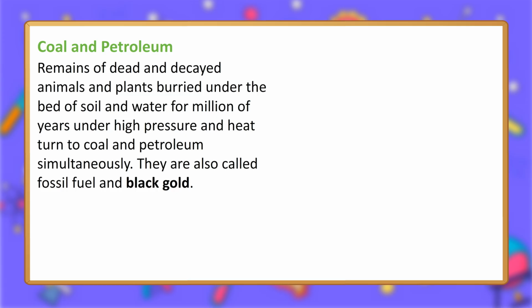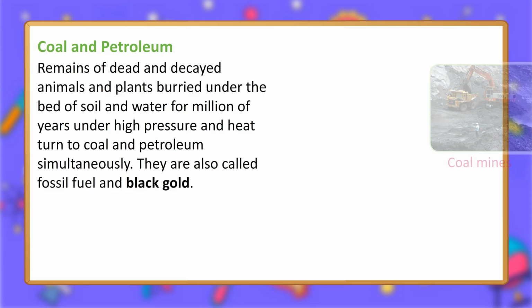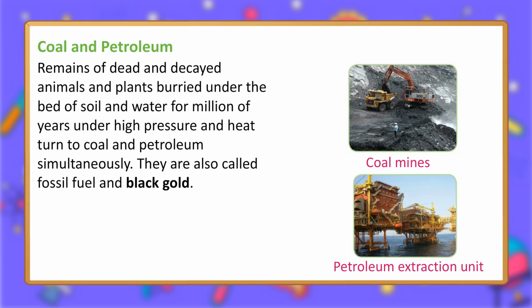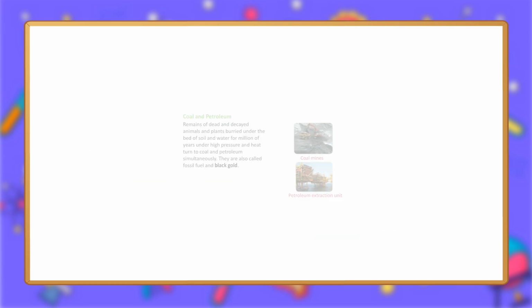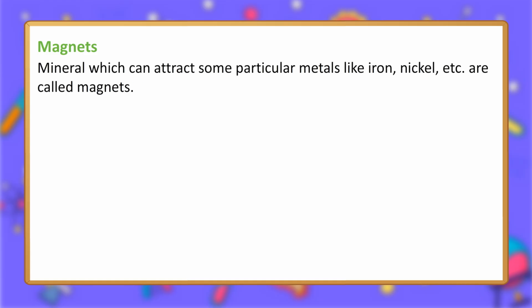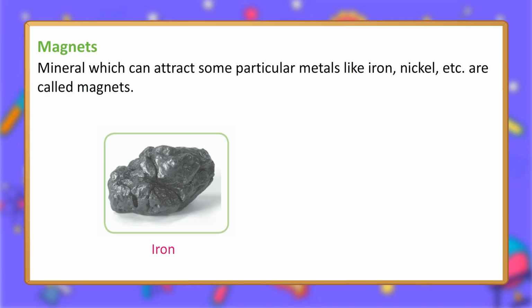Remains of dead and decayed animals and plants buried under the bed of soil and water for millions of years under high pressure and heat turn to coal and petroleum simultaneously. They are also called fossil fuel and black gold. Mineral which can attract some particular metals like iron, nickel, etc. are called magnets.